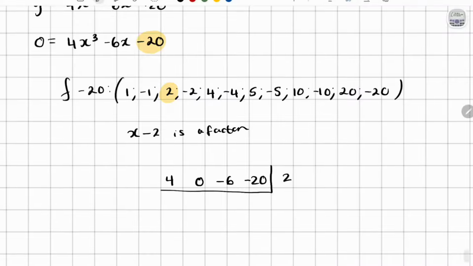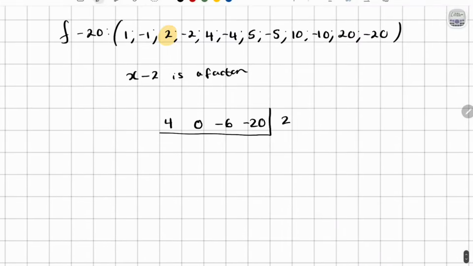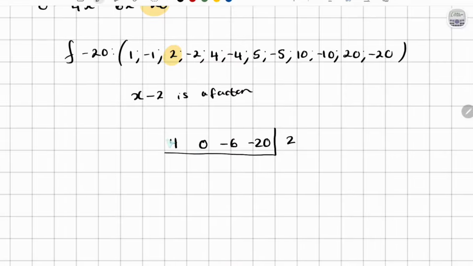Okay, now that we have all of this, let's start simplifying. First of all, we drag 4 down, and we say 4 multiplied by this 2 over here. So 4 times 2 is 8. Then 8 plus 0 is 8. Then 8 times 2 is 16. 16 minus 6 is going to be 10. 10 times 2 is 20. 20 minus 20 is 0. We ended with 0, so we know everything is correct. So it means these are our factors.